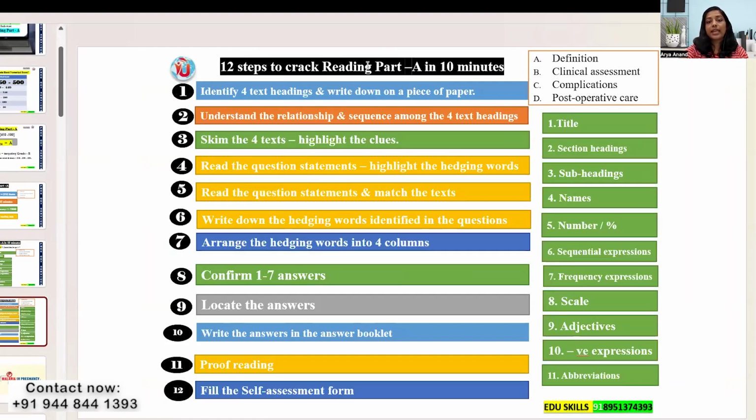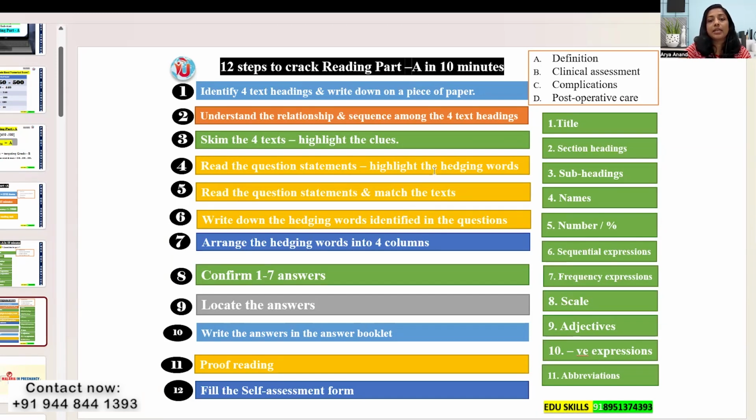The 12 steps to crack reading part A in 10 minutes. Identify the 4 text headings and write them down on a piece of paper. That means you need to skim the text and write the heading. Understand the relationship and sequence among the 4 text headings. Skim the 4 texts and highlight the clues. These are the clues you need to highlight.